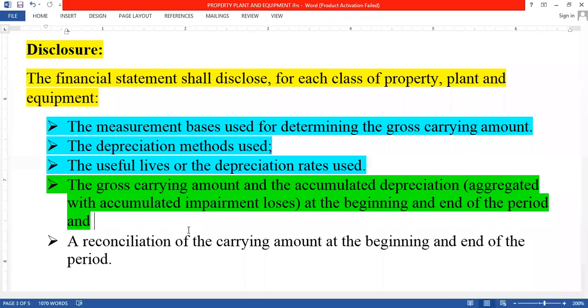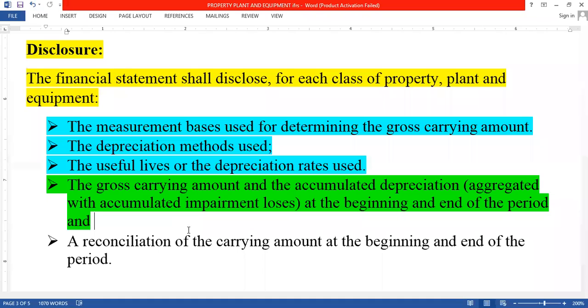So those accumulated depreciation and impairment losses from the beginning, when we purchase, install or acquire the particular asset, what is the beginning value? Beginning also means the accounting year beginning. At the accounting year beginning, what is the carrying amount and the accumulated depreciation including impairment loss? And what is it at the end of the period?